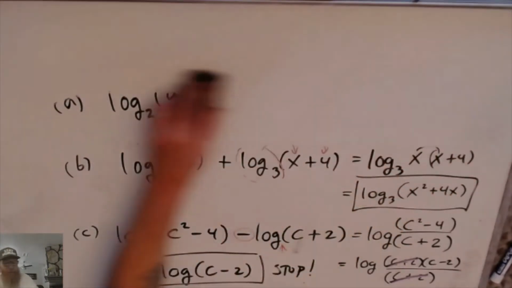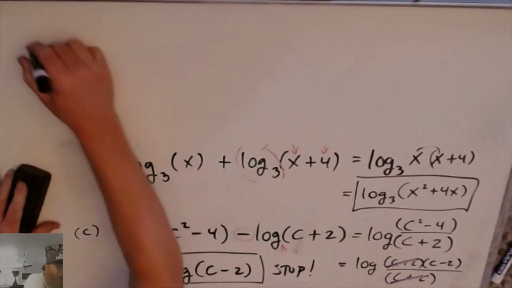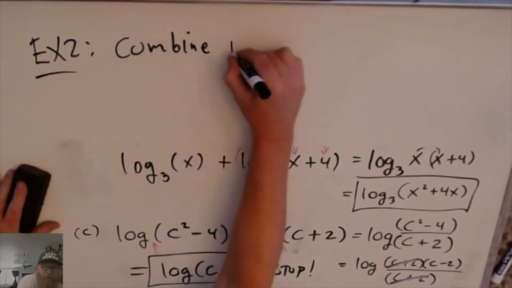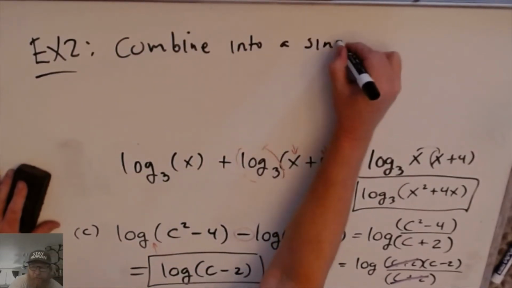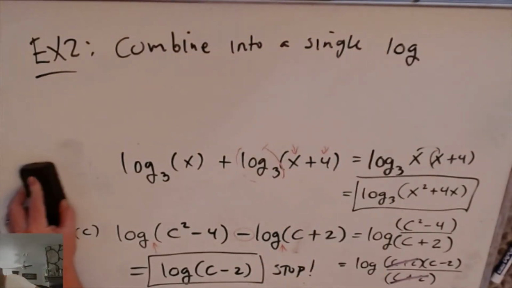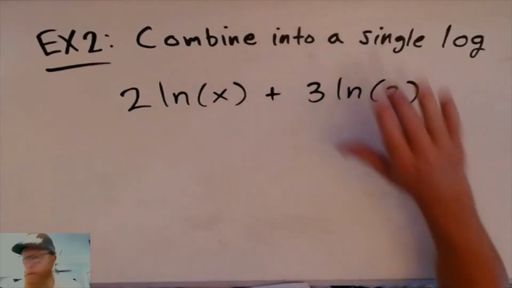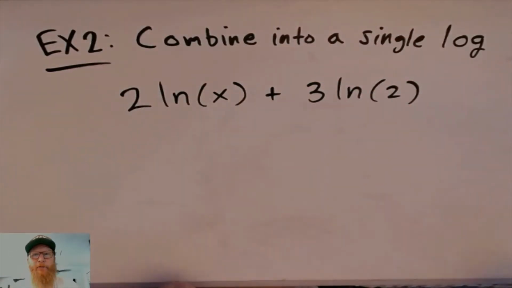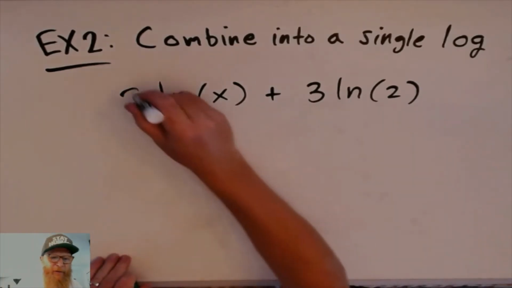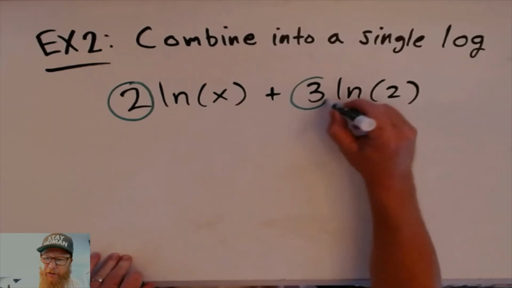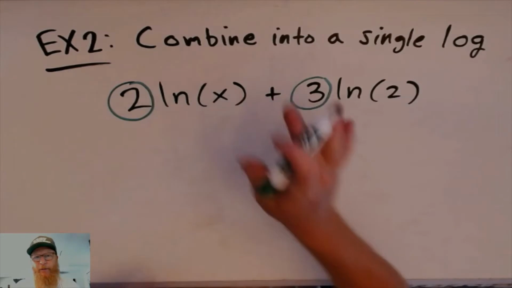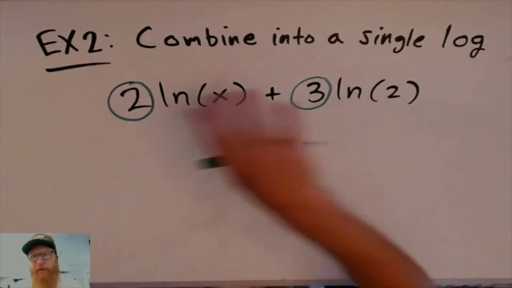All right, so that's the first two properties, a couple examples of those. Let's do one. We'll make this one just a single part. Okay, example 2. It's very similar to example 1. The only difference is that these have coefficients in front of the logarithms. These are natural logarithms. And we're going to do the same basic thing. We're going to combine them into a single log.